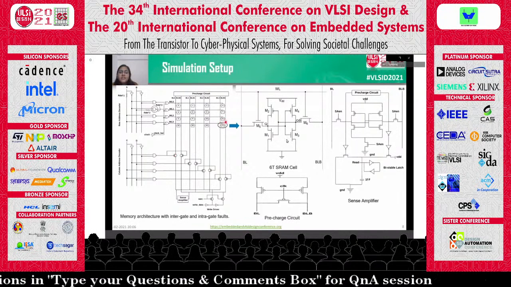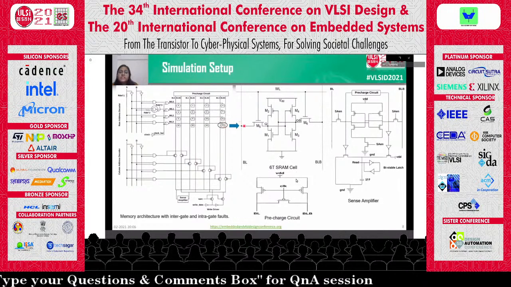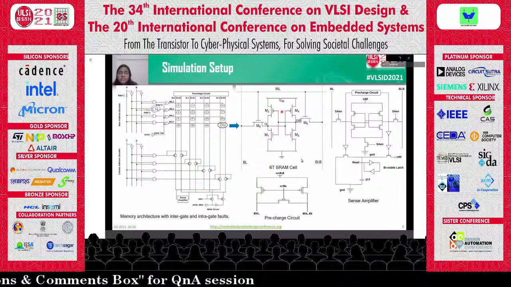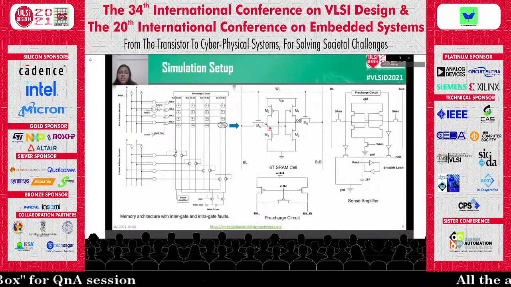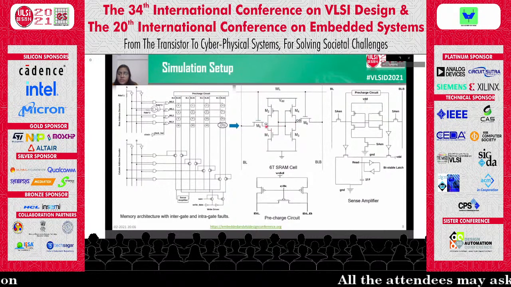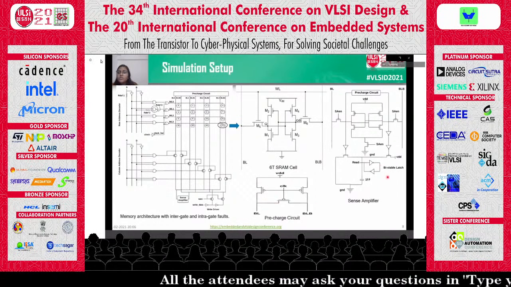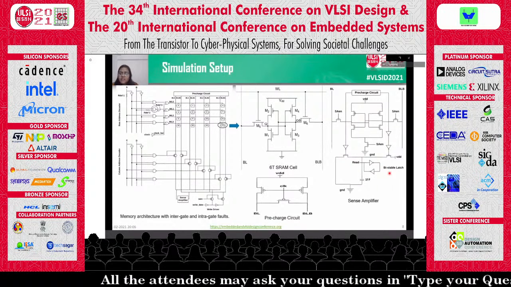Now coming to the cell, what each cell represents. Each cell represents a 6T SRAM cell. Here is the architecture of the 6T SRAM cell, and you have Q and Q bar, which are basically the output and output bar of this particular 6T SRAM cell. This is the precharge circuitry which we have used, and this is the entire architecture of the sense amplifier, which also contains the bistable latch.